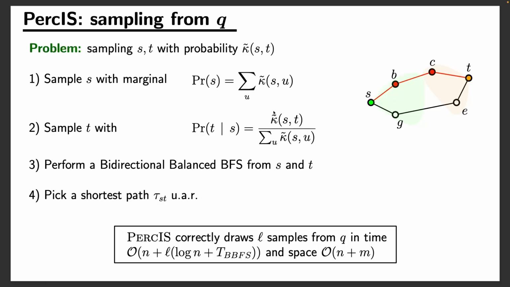However, in our paper we show that this can be done very efficiently in log n time. And more formally, we show that PURCHASE correctly draws L samples from the importance distribution Q in time big O of n plus the number of samples L times log n, so the time needed to sample from the distribution kappa tilde of s of t, plus the time needed to perform the bidirectional balanced BFS from s and t, and linear space in the number of nodes and edges of the graph.